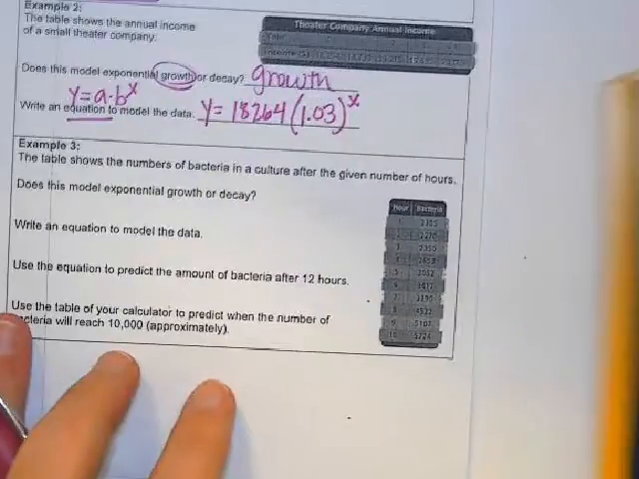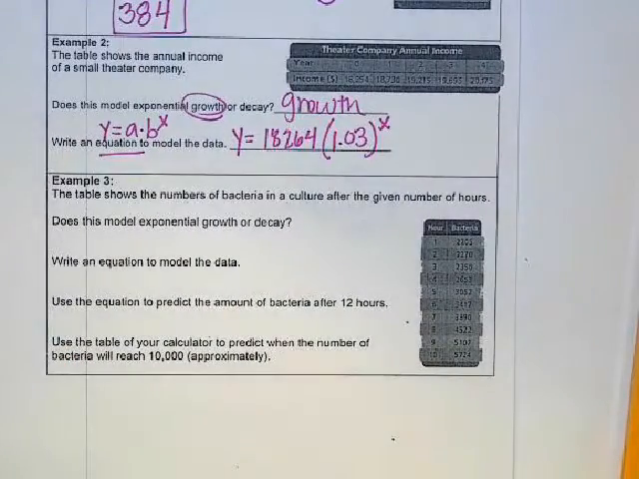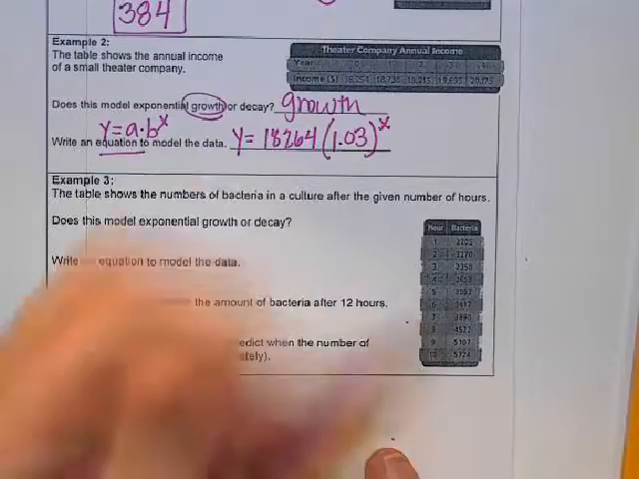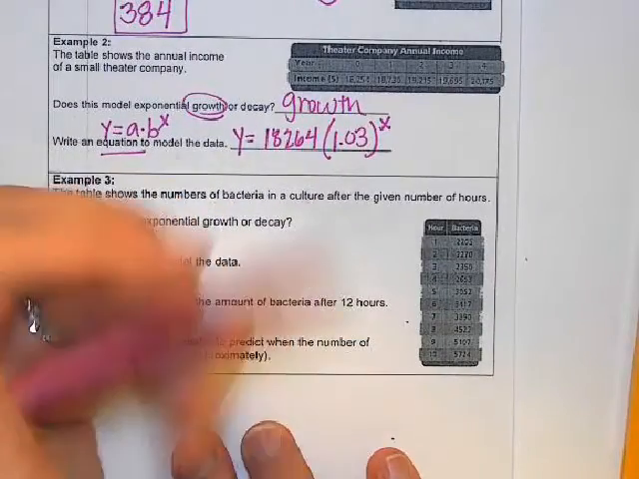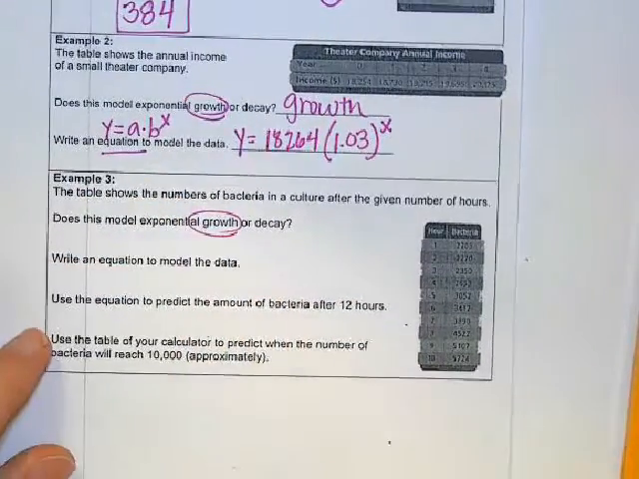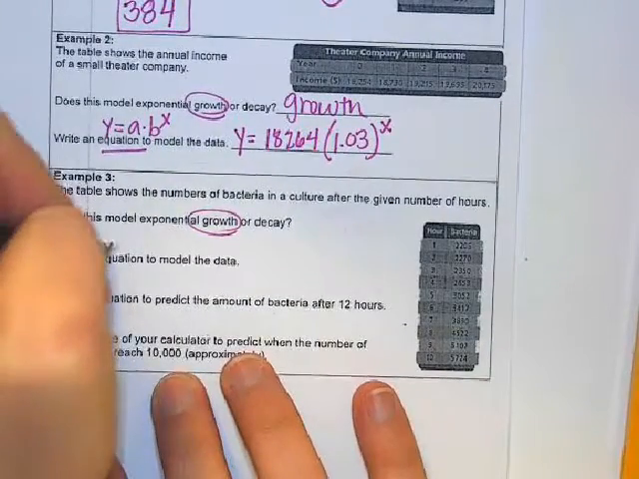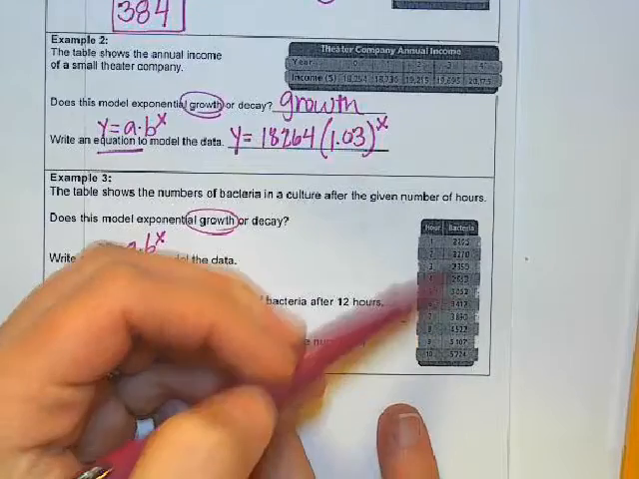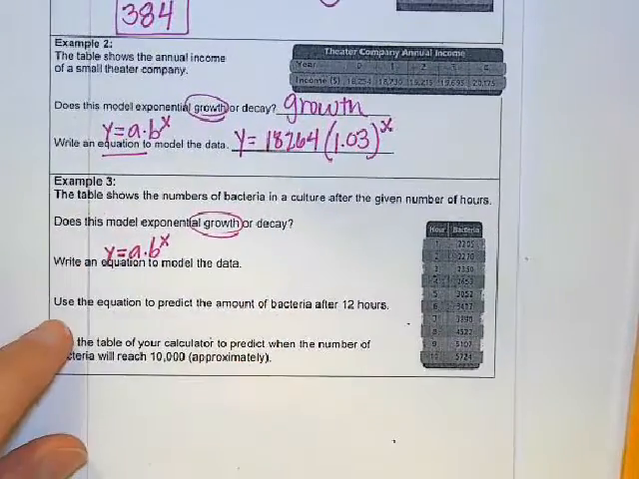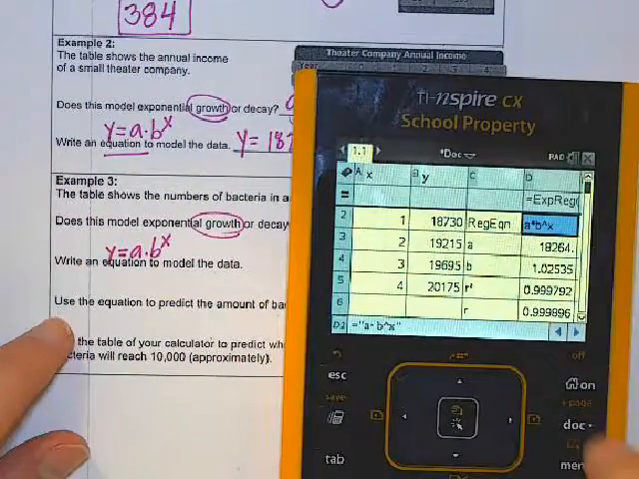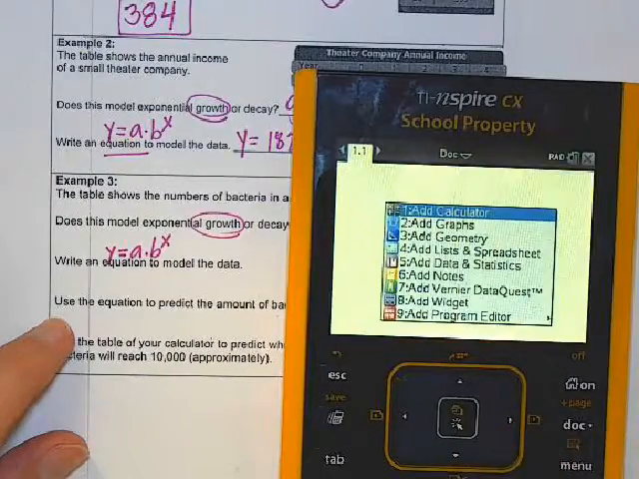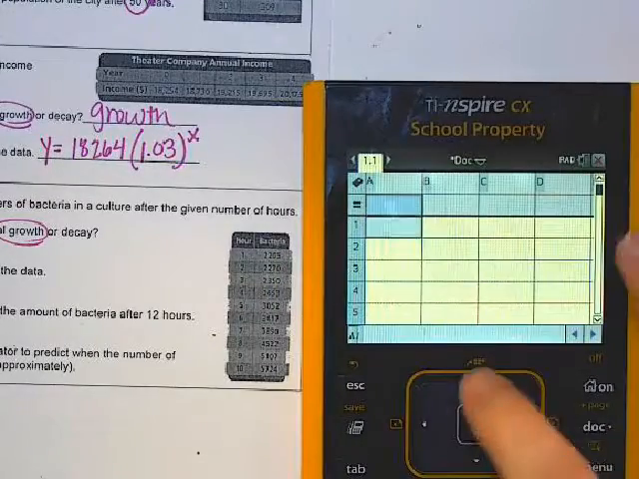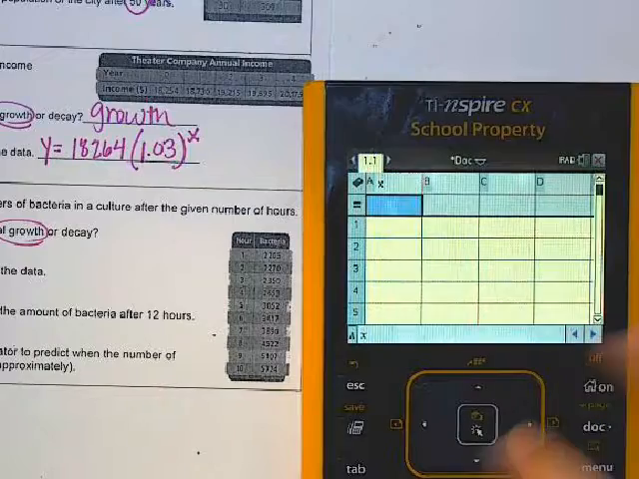Okay, here we go, number 3. The table shows the numbers of bacteria in a culture after the given number of hours. Is this growth or decay? Are the numbers going up or down? Growth. Write an equation to model the data. Is it consistent? Are each number going up the same amount every time? No. Okay, so go to a new list and spreadsheets. Because we're running out of time, I'm just going to do this one. So y'all just watch me, okay?